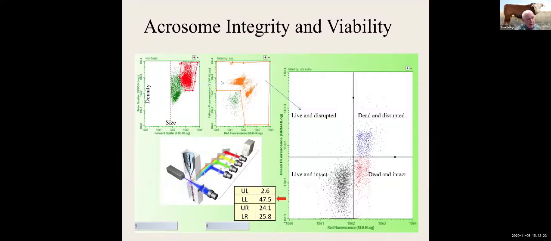And then we tell it again to use this as being the portion that is actually sperm that we're interested in evaluating. And it'll break it down into live and disrupted, dead and disrupted, live and intact, and dead and intact. And it actually produces a table that shows that the lower left quadrant of this last plot is the live intact sperm, and that's the sperm that we're interested in.